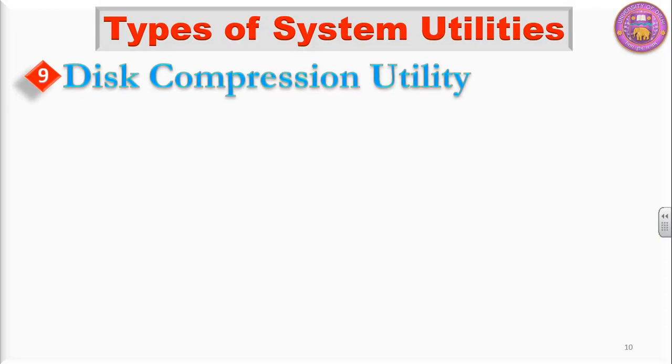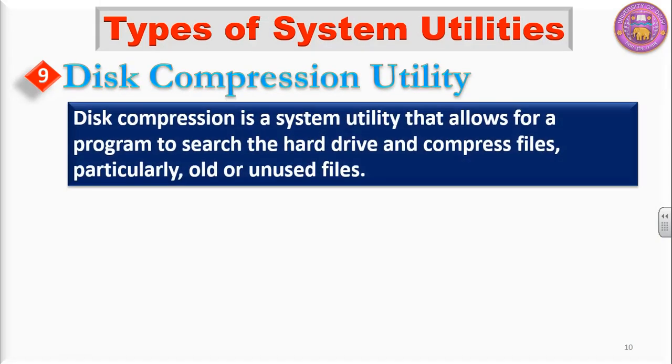Disk compression utility. Disk compression is a system utility that allows a program to search the hard drive and compress files, particularly old or unused files. Sometimes we create files but we do not use them for a very long period of time. Those old and unused files, the disk compression utility compresses, saving memory space in our hard disk.